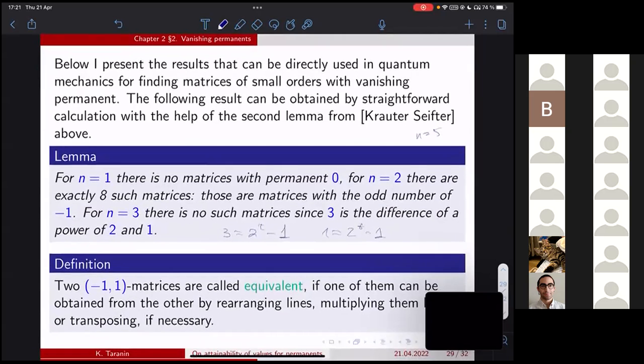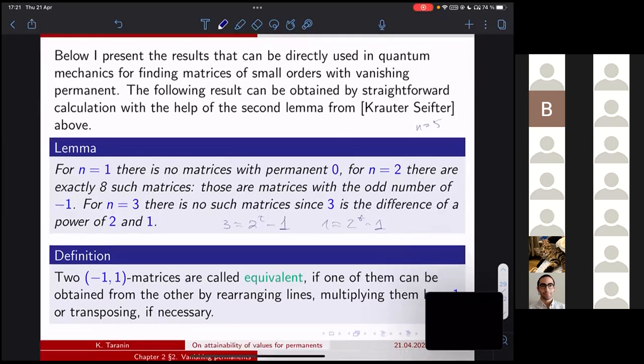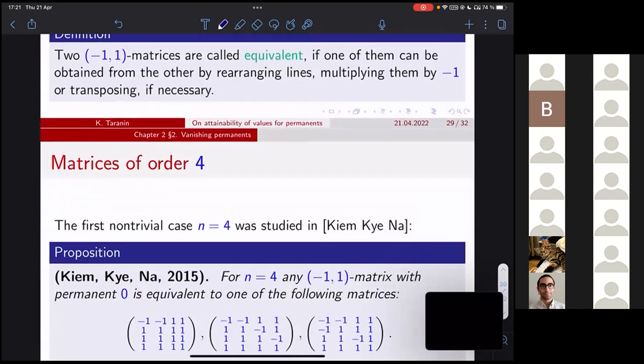Now, classification assumes some equivalence. I call the matrices equivalent if one of them can be obtained from the other by permuting rows or columns, transposing, or multiplying some rows and columns by -1. So all the operations that do not change the absolute value of the permanent, since we are interested in zeros anyway.